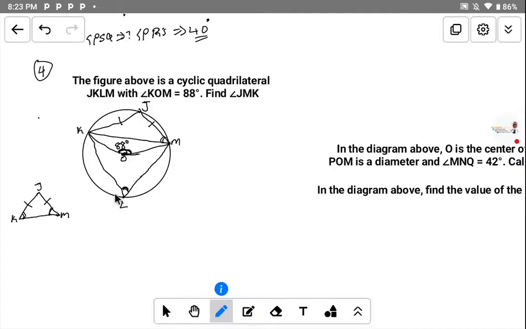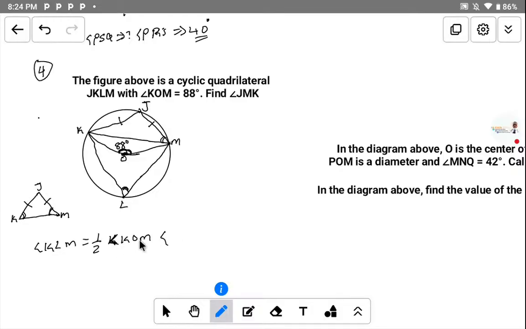Now, we have the angle at the circumference. To get the angle at the circumference here, you can write angle KLM, because this angle L here is the angle located at the circumference. Angle KLM is equal to half of angle KOM. So just write the statement why it is half. You see that the angle at the circumference is half of the angle at the center. You write the statement like that.